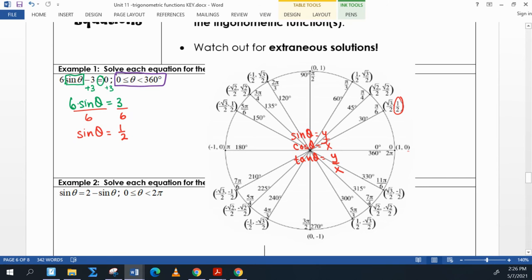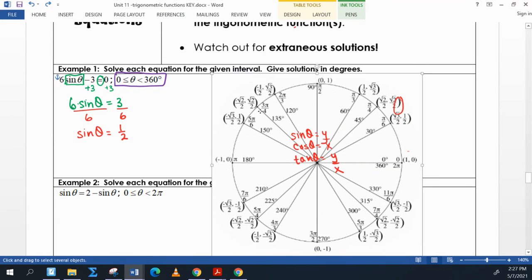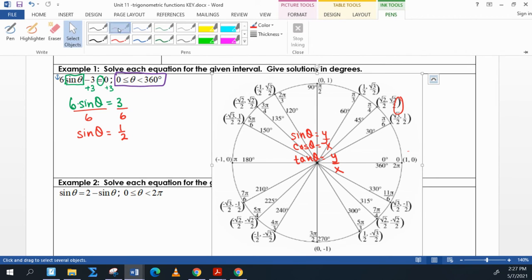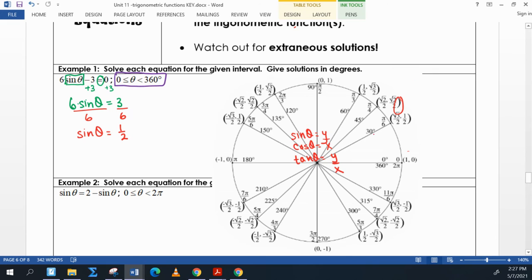Also you want to look out for one more thing. So we're going to move this just a little bit because our solutions should be in degrees. See that right there? They want our solutions to be in degrees. So we're going to say this 1/2 right there, that went with our 30 degrees. So 30 degrees is a solution.